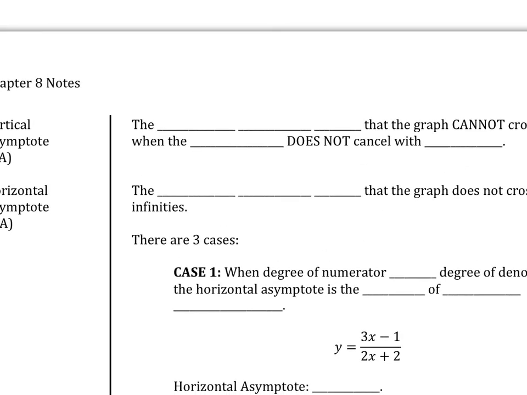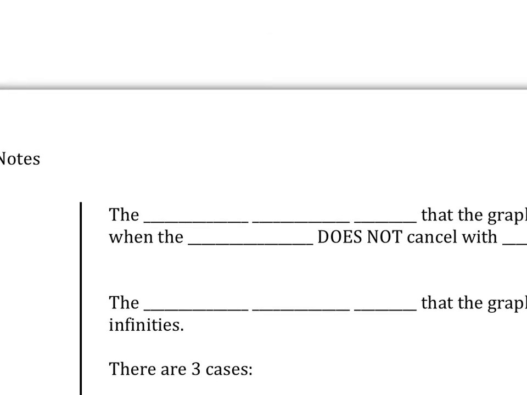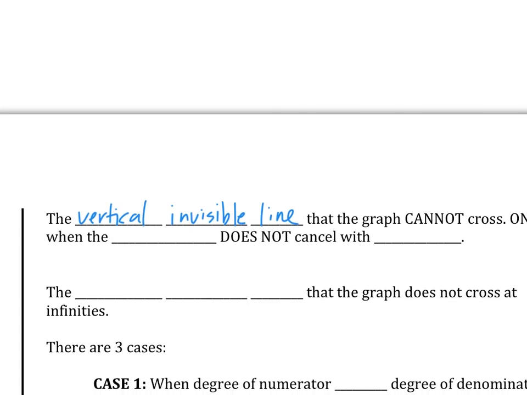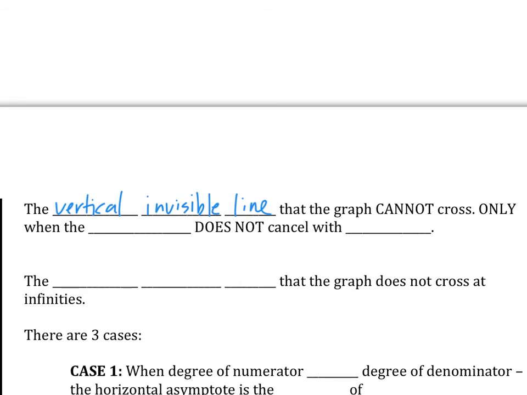Okay, vertical asymptote. So a vertical asymptote is the vertical, oh, I'm sorry, I think I meant to say the vertical invisible line that the graph cannot cross. It really, really cannot cross. If you try to cross it, definitely I will take points off. So this is only when the denominator does not cancel with the numerator.